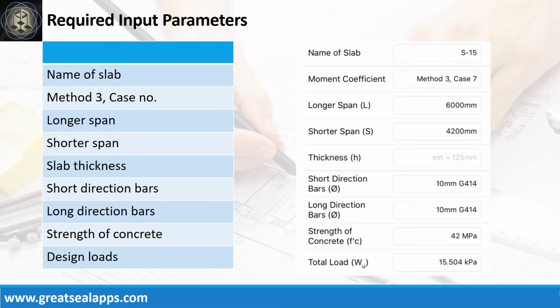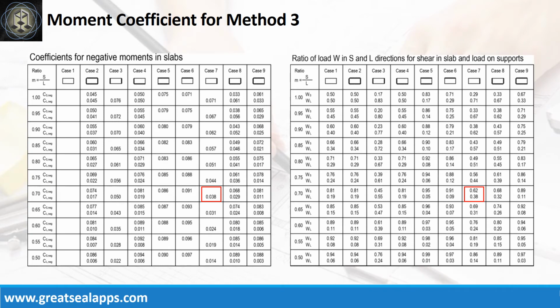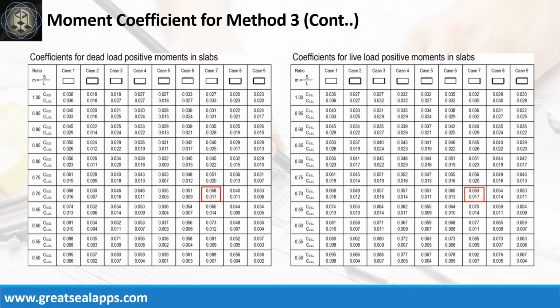Name of slab S15, case 7 panel design, longer span 6,000 mm, shorter span 4,200 mm, slab thickness 125 mm, main bars 10 mm bar at grade 414, strength of concrete 42 MPa, and factored load 15.504 kPa. Use case 7 at m equals 0.7. Refer coefficients for negative moments and shear computations. Use case 7 at m equals 0.7. Refer coefficients for dead load and live load positive moments.